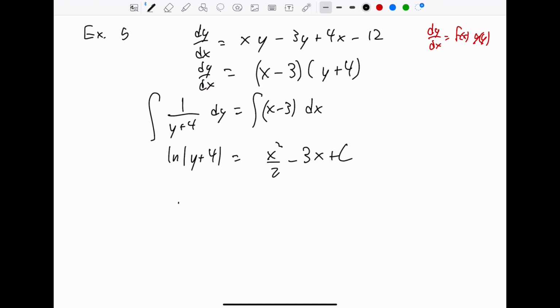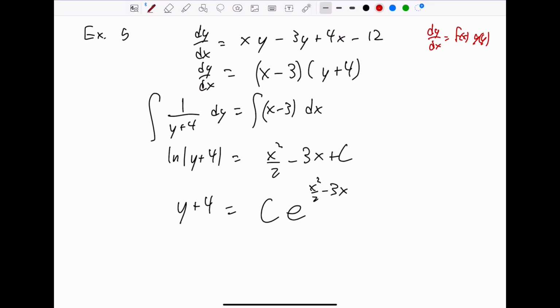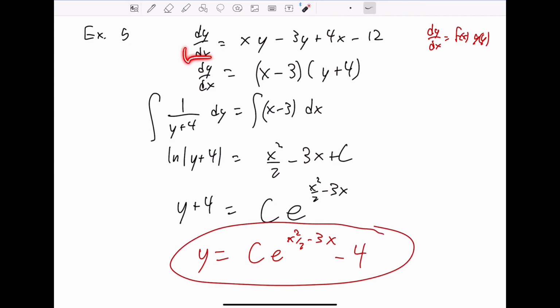So we would get here y plus 4 equals c times e to the x squared divided by 2 minus 3x. Now the very last step is to solve for y by subtracting 4 from both sides. So we have y equals c e to the x squared divided by 2 minus 3x, minus 4. And here's the general solution to this differential equation.